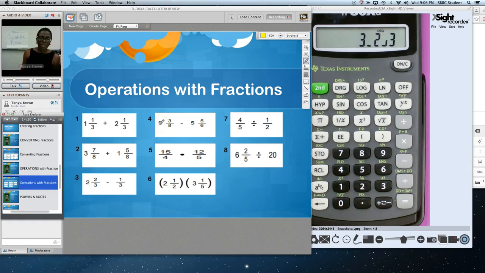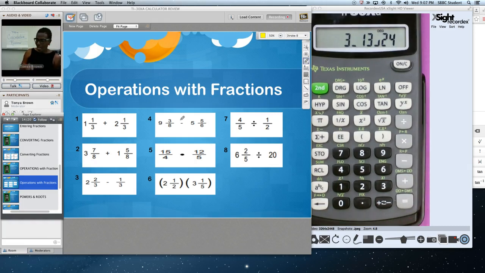So let's clear this out, and let's do 9 3/8. I'm going to press 9, fraction key 3, fraction key 8. And then I'm going to subtract, and then I'm going to put 5, fraction key 5, fraction key 6 for 5 5/6. And then I'm going to press equal, and it gives me 3 13/24. What happens if I press equal? Nothing. It stays 3 13/24 because this is the number in simplest form.